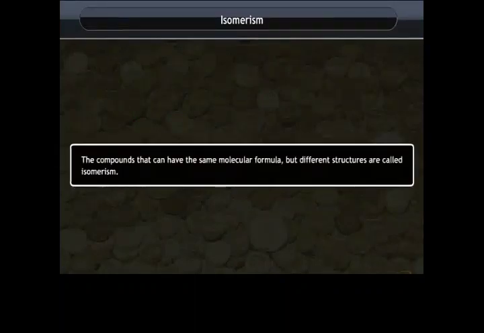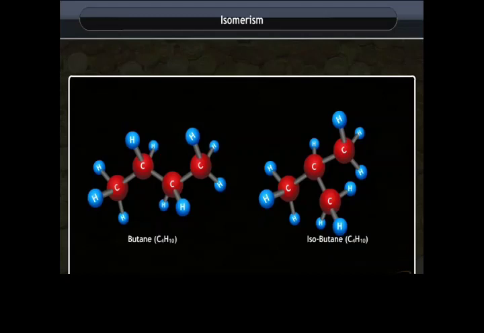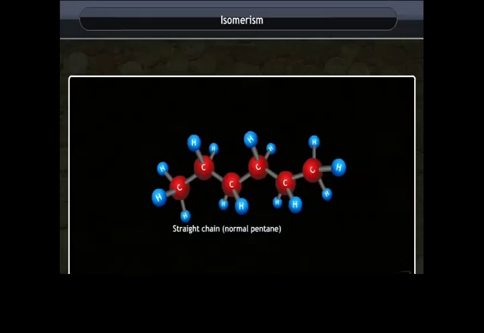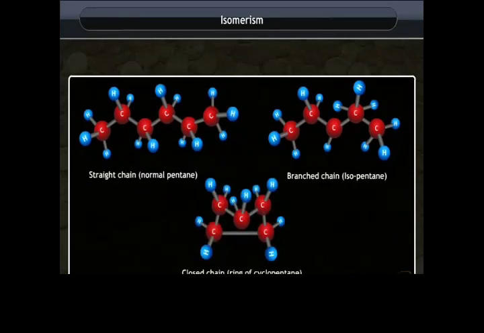Isomerism. Compounds that have the same molecular formula but different structures are called isomers. Butane has two structural isomers, that are n-butane and isobutane. For example, in pentane C5H12, one can see a straight chain normal pentane, branched chain isopentane and a ring of cyclopentane C5H10.